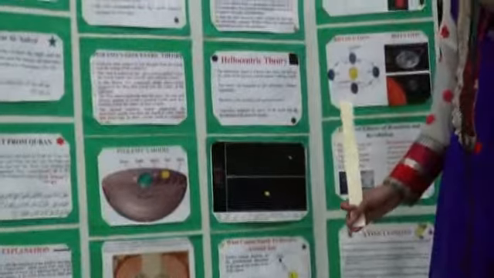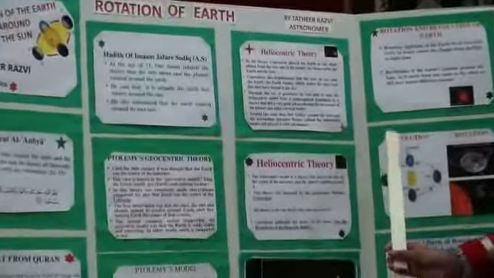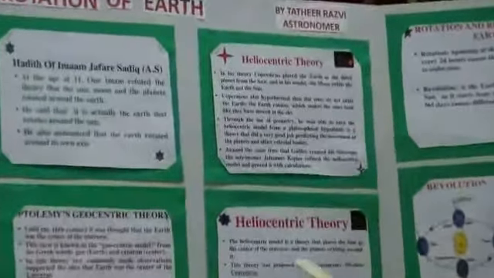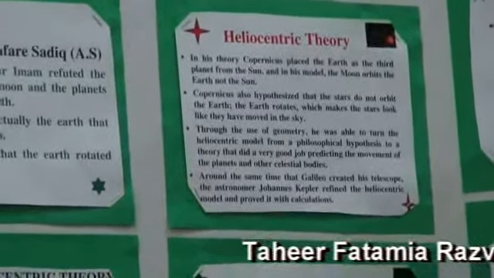The heliocentric model was proposed by Nicholas Copernicus, and his theory places the sun at the center of the universe, and his theory is still valid and correct.